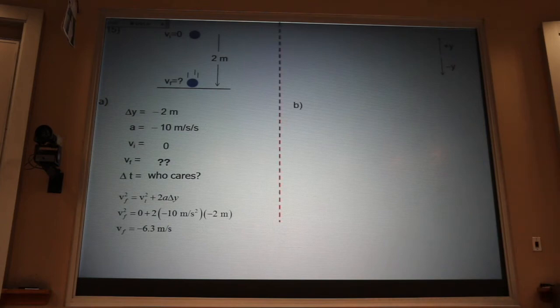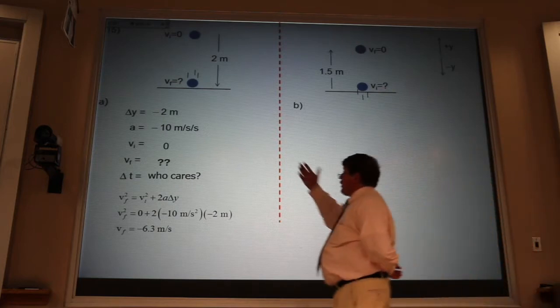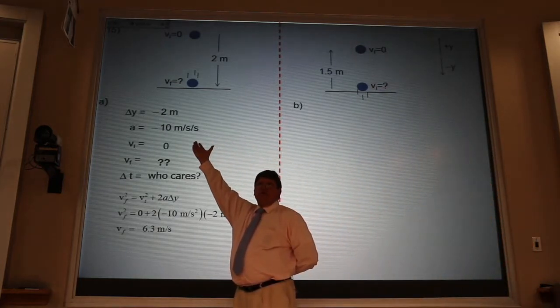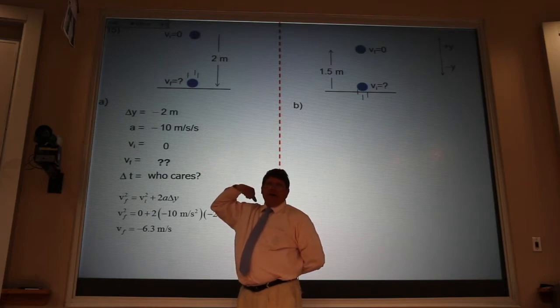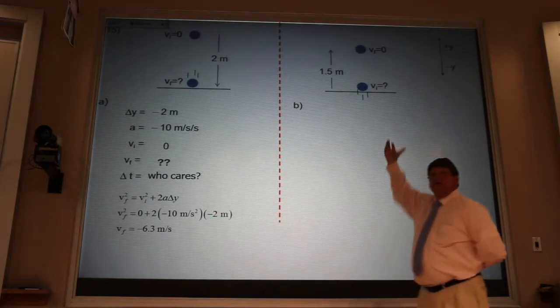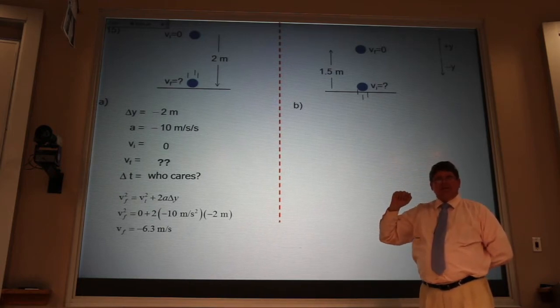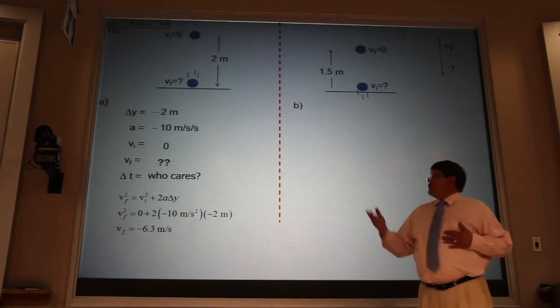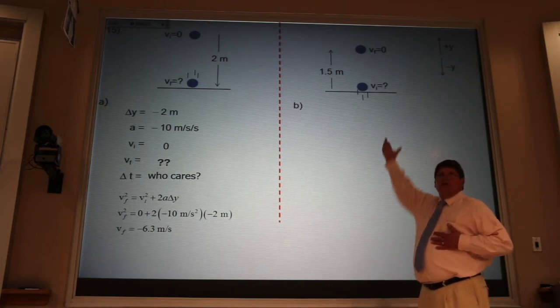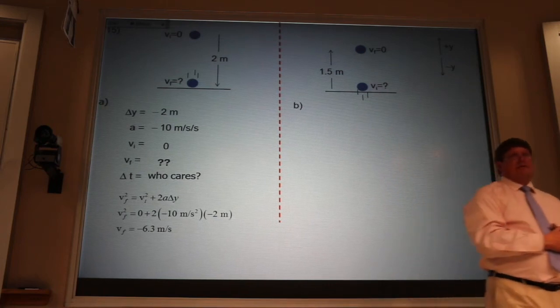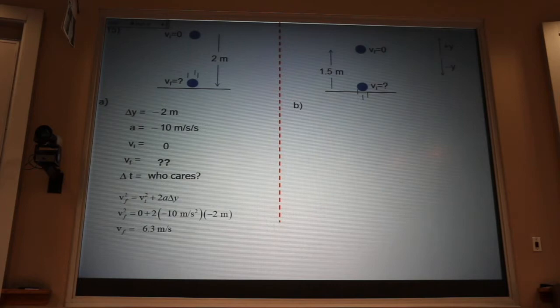In part B of this problem, we let the ball bounce and it rises up 1.5 meters. Now, it was going 6.3 meters per second right before it hit the ground. Is it reasonable to assume that it left the ground also going 6.3? Why not? Because it doesn't go back up to 2 meters. Yeah, if it was going 6.3 meters per second, it would go up 2 meters. It didn't. So it's got to be something slower than 6.3.